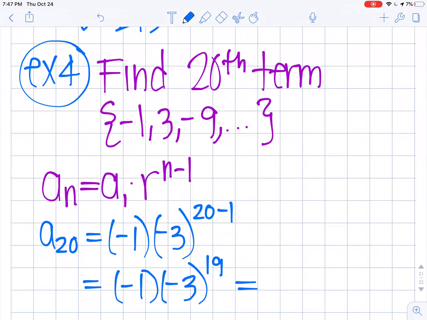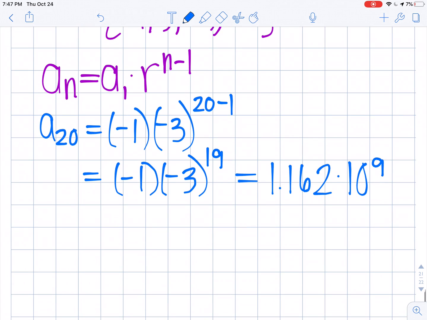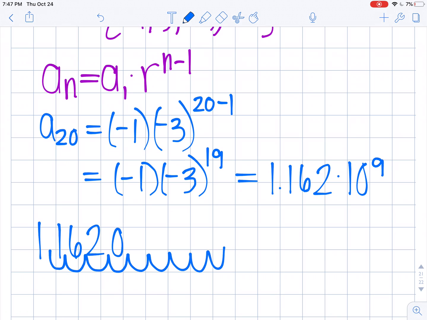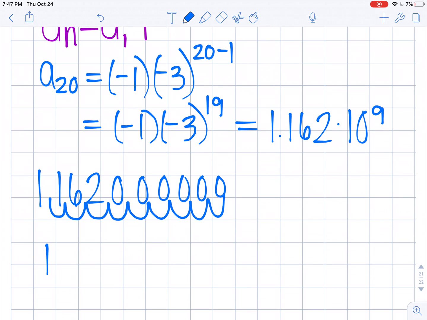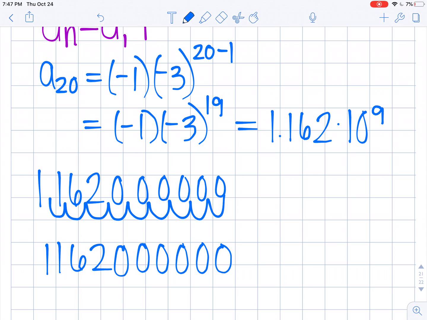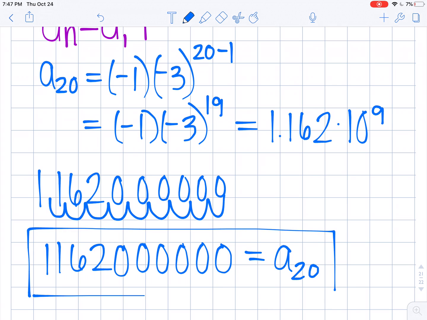1.162 times 10 to the 9. So basically what that means, I'm going to move my decimal over 9 spots to the right. 1, 2, 3, 4, 5, 6, 7, 8, 9. So my answer is 1,162,000,000. This is my 20th term. And that's the difference between using the explicit formula versus using the recursive formula.